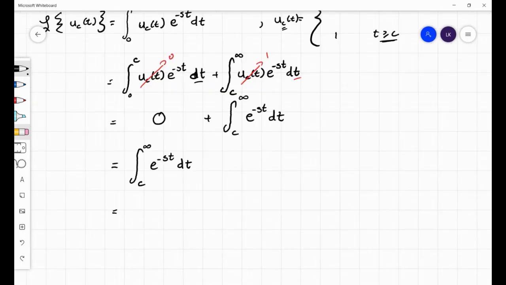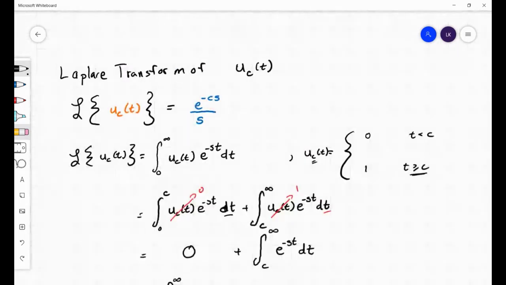So finding the antiderivative here with respect to t, that's from c to infinity. And at the upper bound, as t goes to infinity, we get 0, and at the lower bound, we did a little exercise here finding the Laplace transform of a step function just by itself.